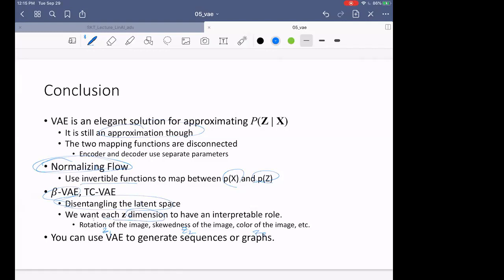If you manipulate Z1, then only the angle of your image would change. If you manipulate Z3, then only the color of your image would change, something like that.